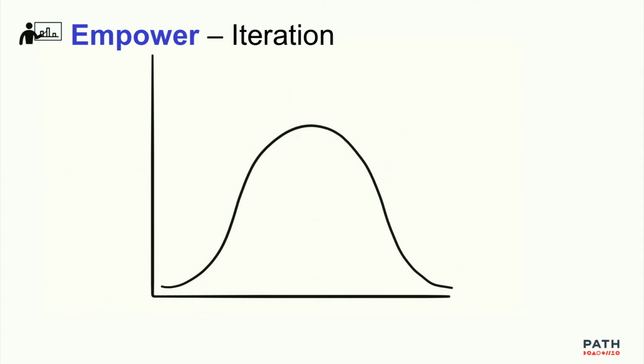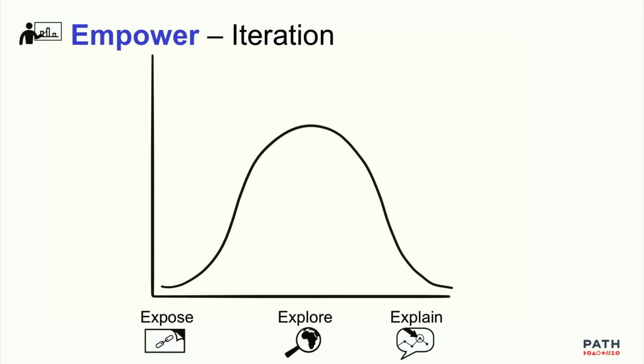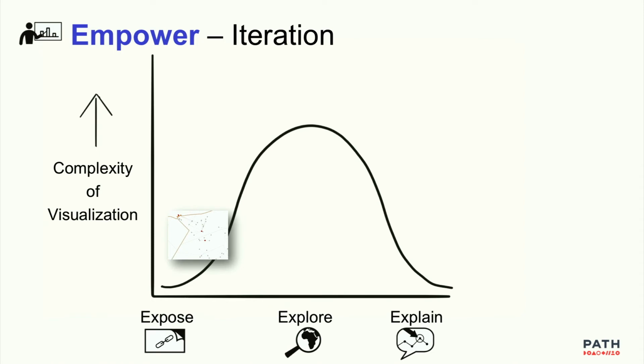And as part of that, one of the things that we've seen over time is this kind of U-shaped curve, where at the bottom we have our x-axis, the expose, explore, and explain phases of a given set of work, and then on the upper side we have the complexity of the visualization. So when we start out working with the data, we're building relatively simple visualizations to try to understand what's going on with the data, expose it.